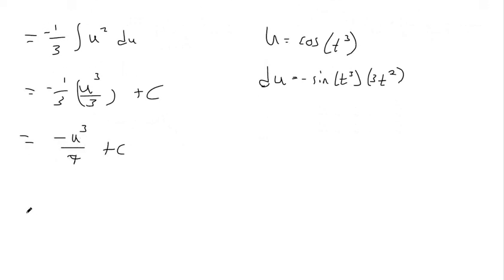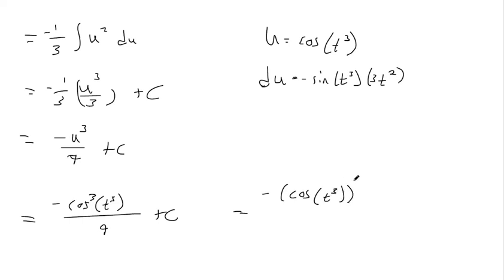But then putting it back in terms of t, this is negative cosine to the third t to the third over 9 plus c. Or in other words, another way of writing that is negative cosine t to the third power over 9 plus c.